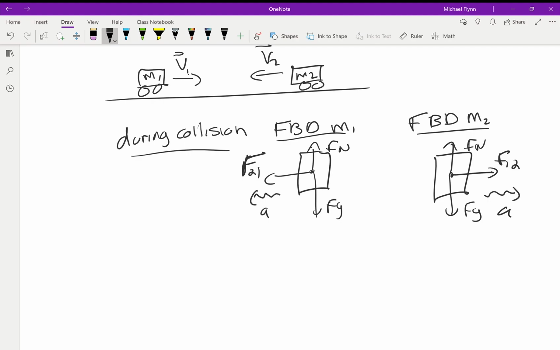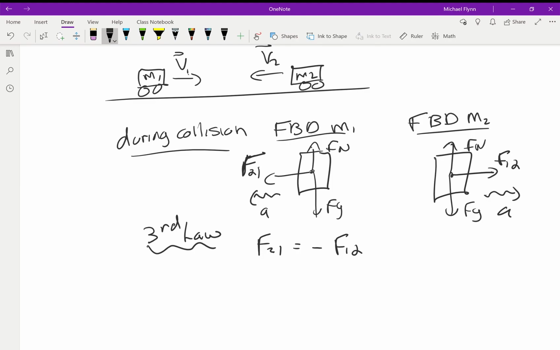Okay, but because of Newton's third law, remember the third law says for every action there's an equal and opposite reaction. Well, that means we know something about these two forces. We know that the force of 2 on 1 is equal to the negative of the force of 1 on 2, right? We know that because that's the third law, that for every action force, there's an equal and opposite reaction force. So this force between them has to be the same size. One can't push harder on the other, it's always the same.